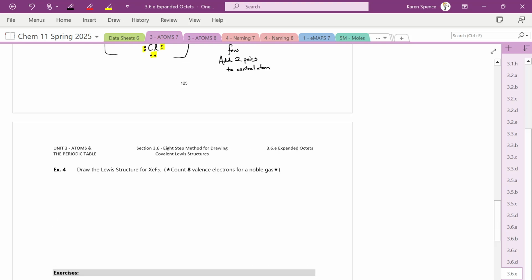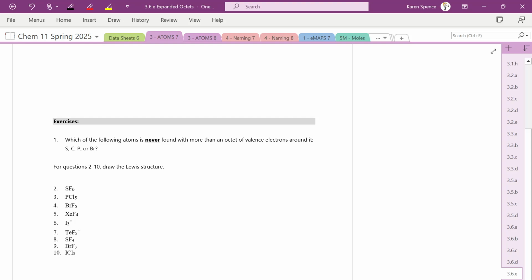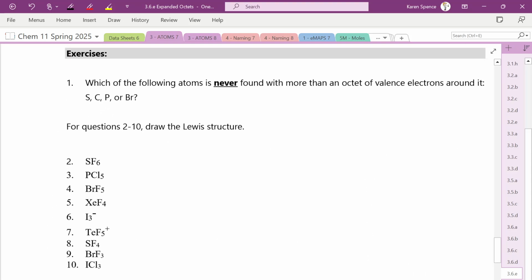So what you could do for practice on these is try the example 4, and then do 1, 2, 3, 4, 5. Okay? That's the lesson, unless you guys want a little review of how to calculate average atomic mass. Do you want a quick review on that? Yeah, okay. All right.